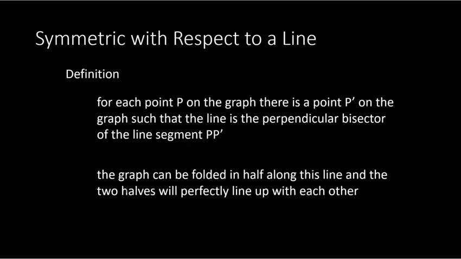And here also, the graph can be folded in half along this line, and the two halves will perfectly line up with each other. All right, so we saw that with the picture. If you imagine folding this in half, the left side and the right side would line up completely with each other when you fold it in half like that. So that's your definition of being symmetric with respect to a line. And with the parabola, that line that it is symmetric with respect to is called the axis of symmetry.